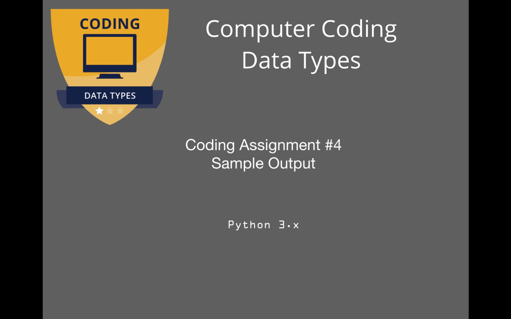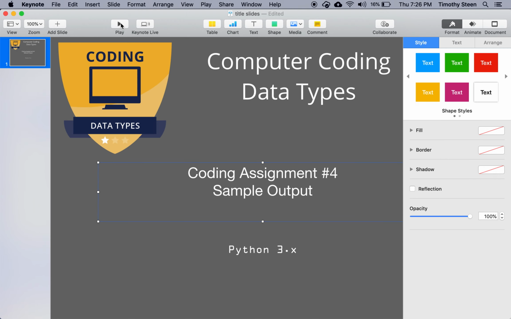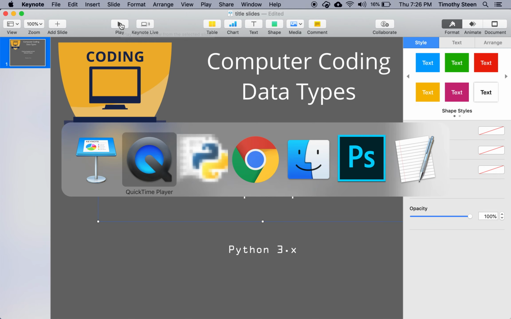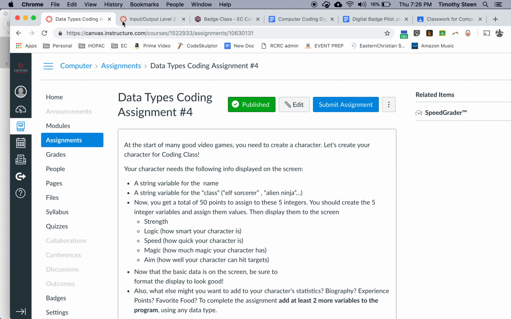All right, we're going to take a look at the sample output and explanation for this last assignment in data types level 1. So we are going to take a look in the classroom and see what we're looking for.